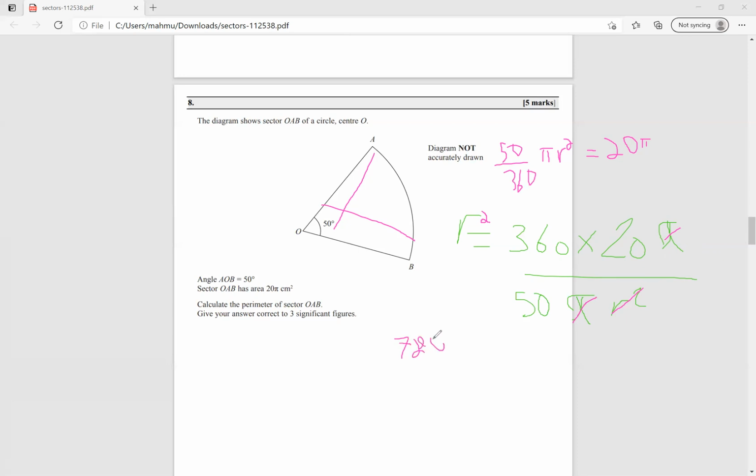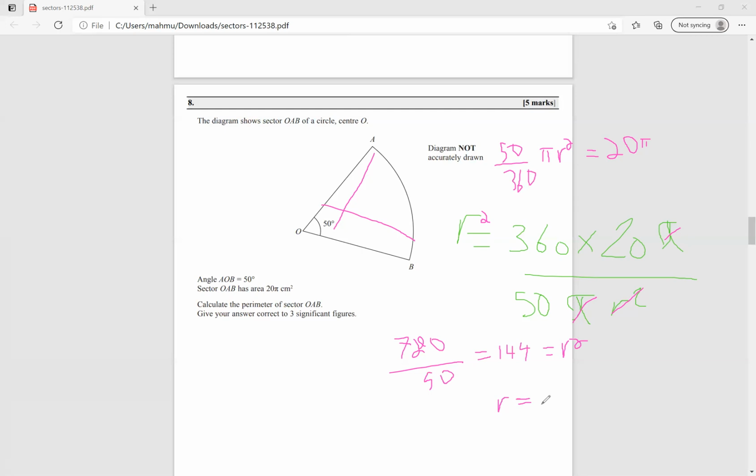7,200 divided by 50. Your answer should be 144. But 144 is only equal to what? What is this equal to? R squared, right? So how do I find R now? R is equal to what? This is squared. I have to take the square to the other side. What does it become?